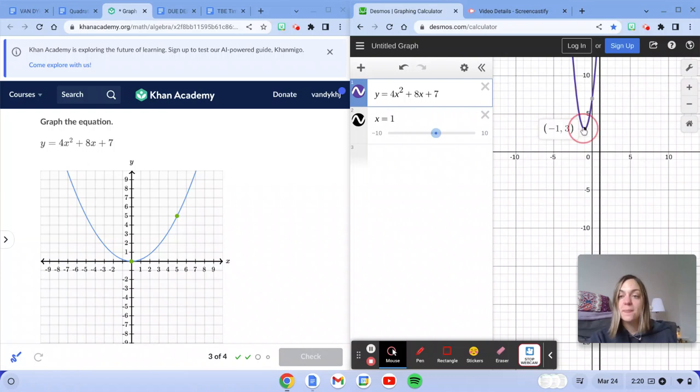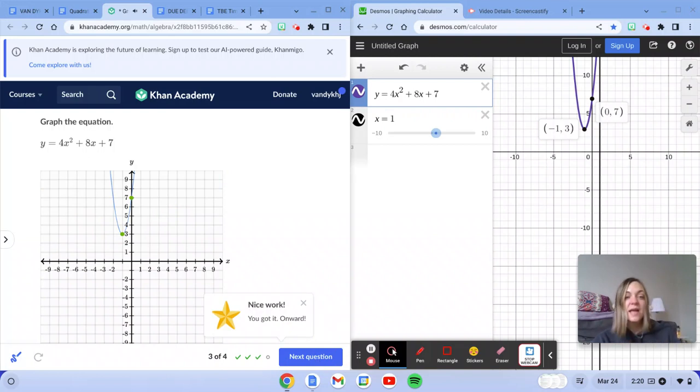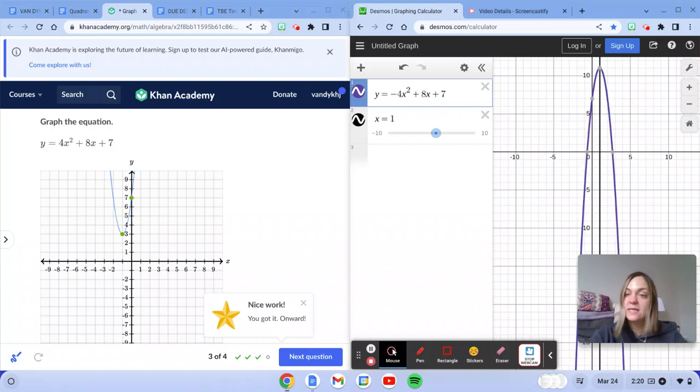Okay, well, lucky for me, I have a whole number at the vertex, negative 1 comma 3. And then the y-intercept is also a nice number, two whole numbers, 0 comma 7. And that is that. If you get to a situation where your graph's not opening up the right way, like say you need it to be negative, like this, and it's not, just play around with the dots, moving the dots in order to get Desmos to do what you want it to do.